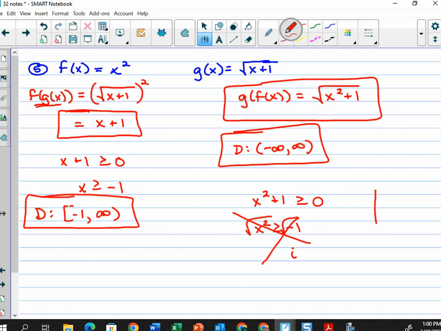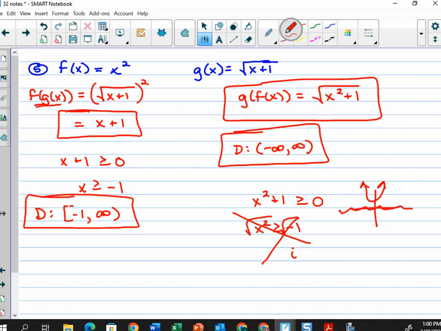The other way you can think about it, x squared plus 1, what is that a graph of? A parabola that's shifted up 1, right? It looks kind of like that. So is it ever below the x-axis? No, so it's never negative. Okay, so that one's a use your brain a little bit kind of thing.